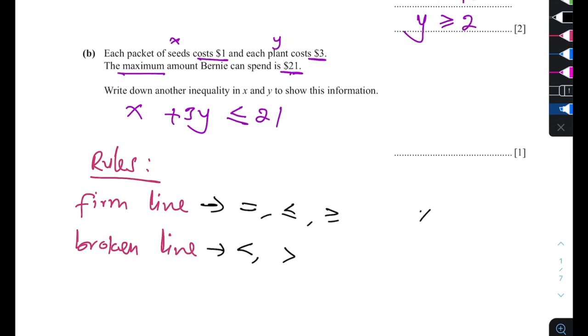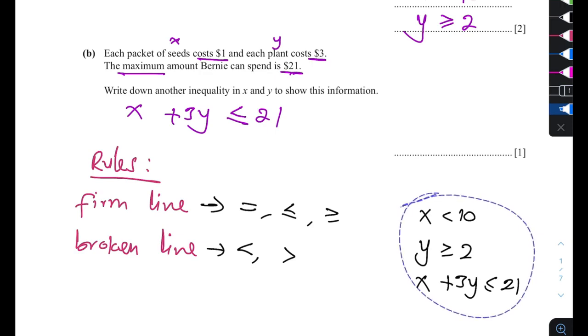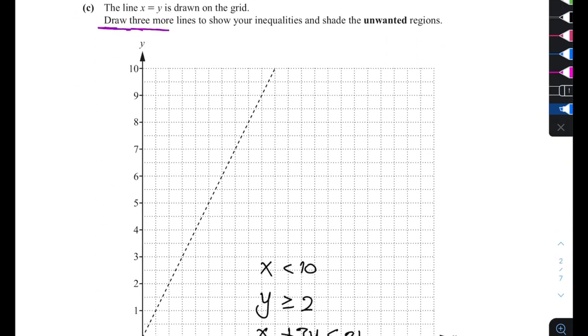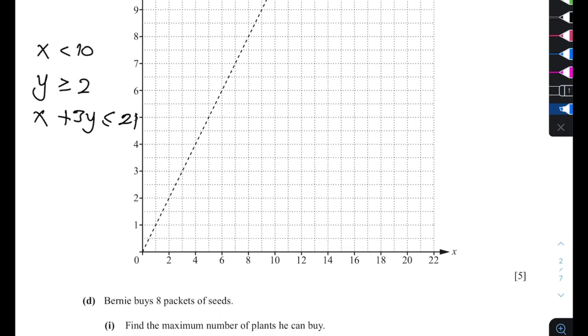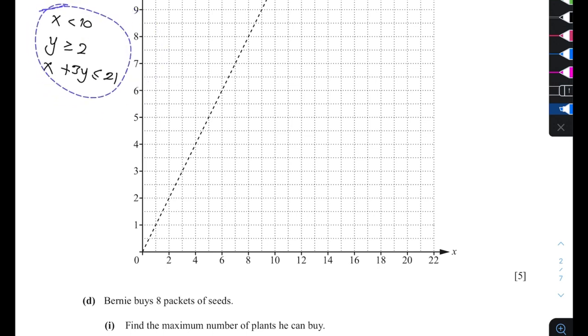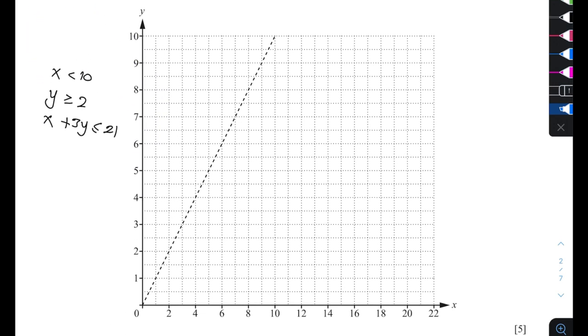All right, so these are the 3 inequalities that we have. Let's write them here so we can take them down there. So we have X is less than 10, Y is greater or equal to 2, and then X plus 3Y is less or equal to 21. All right, so let's take these inequalities down there so that we can work with them. I don't want to keep doing up and down. All right, so these are the inequalities that we have.